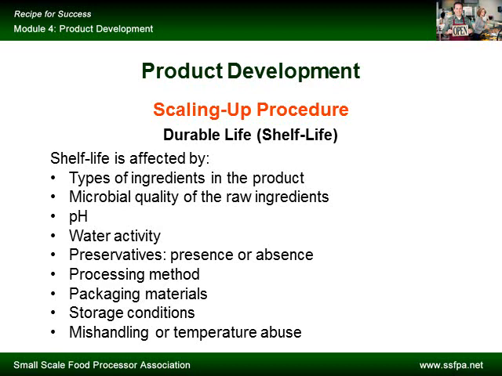Some of the factors that affect shelf life are types of ingredients in the product, microbial quality of the raw ingredients used, pH of the product, water activity of the product, the presence or absence of preservatives, processing method, effectiveness of the packaging materials, storage conditions during distribution, retail display, and in consumers' homes, and finally, the likelihood of mishandling and/or temperature abuse.